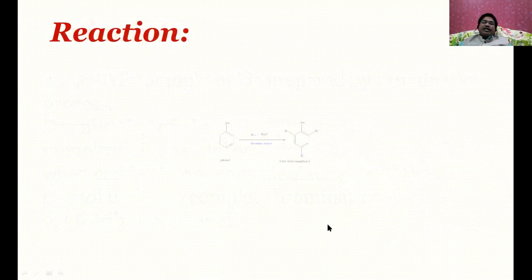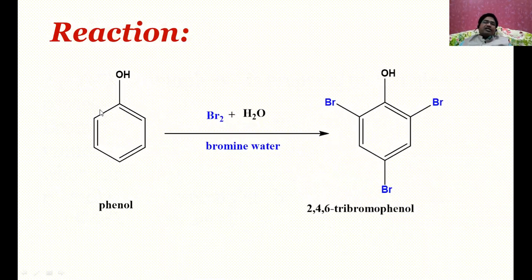Let us see what is the reaction involved here. It is going to be phenol when it is treated with bromine water, that is, bromine dissolved in water as an aqueous solution, and we will get 2,4,6-tribromophenol.